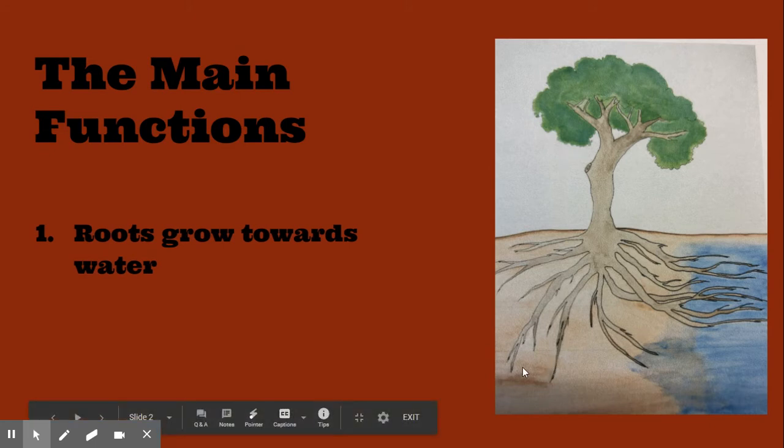You can see that in the chart here, how the roots are turning. They see the water over here on the other side. And so instead of growing all the way down this way, more roots are growing towards the water.